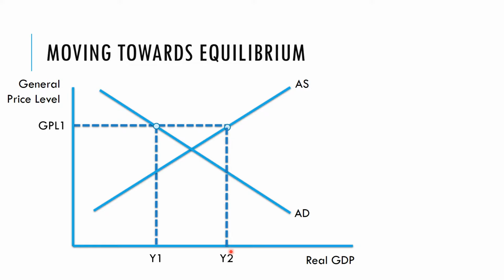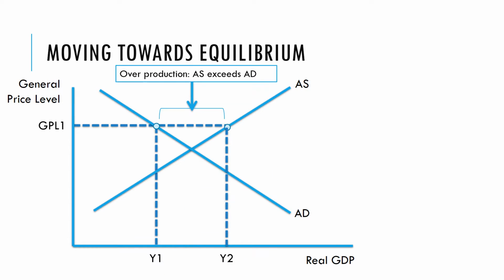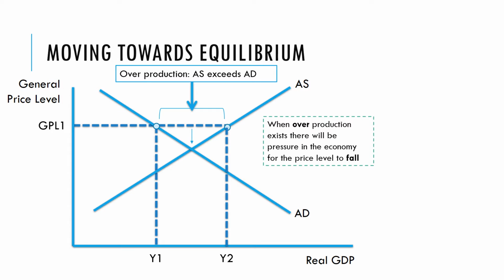So in this economy, at this price level, we would have a situation of planned overproduction, because at this price level, the amount that the businesses planned to produce is greater than the planned spending by buyers within the economy. In this situation where we have overproduction, what we would predict as economists is that there would be pressure in the economy for the price level to fall. When we have excess supply, that tends to bid down the prices of goods and services, so we would expect the price level to fall.